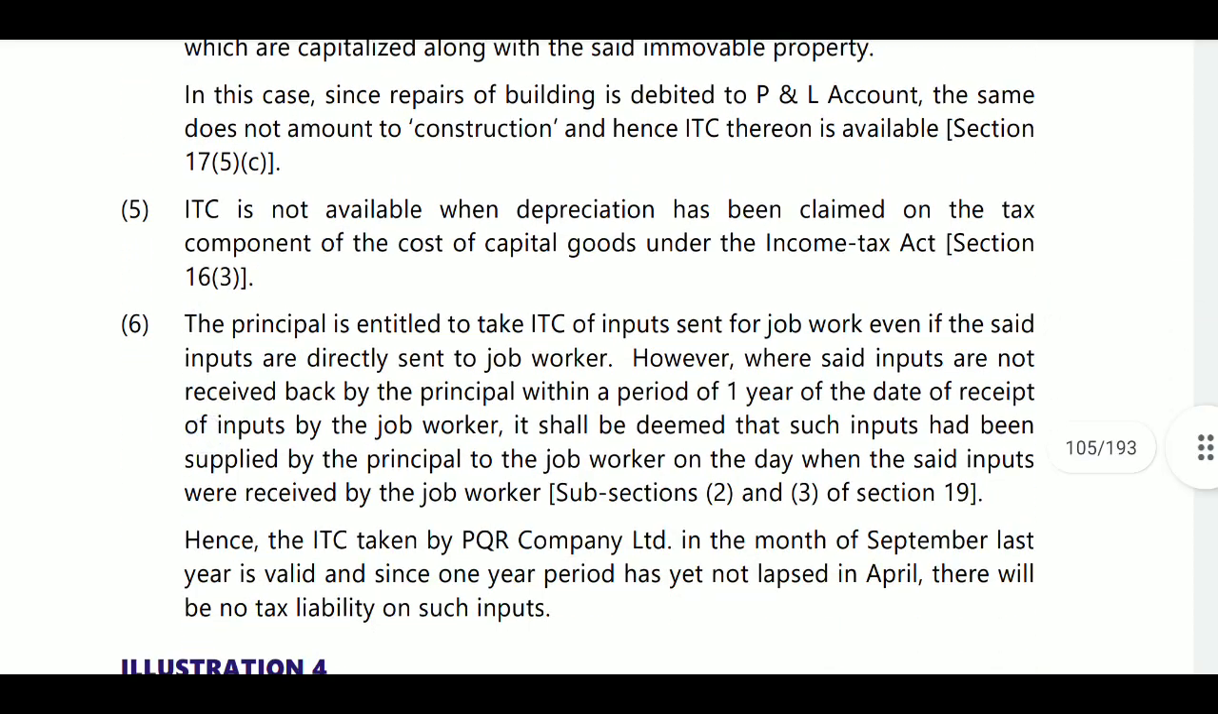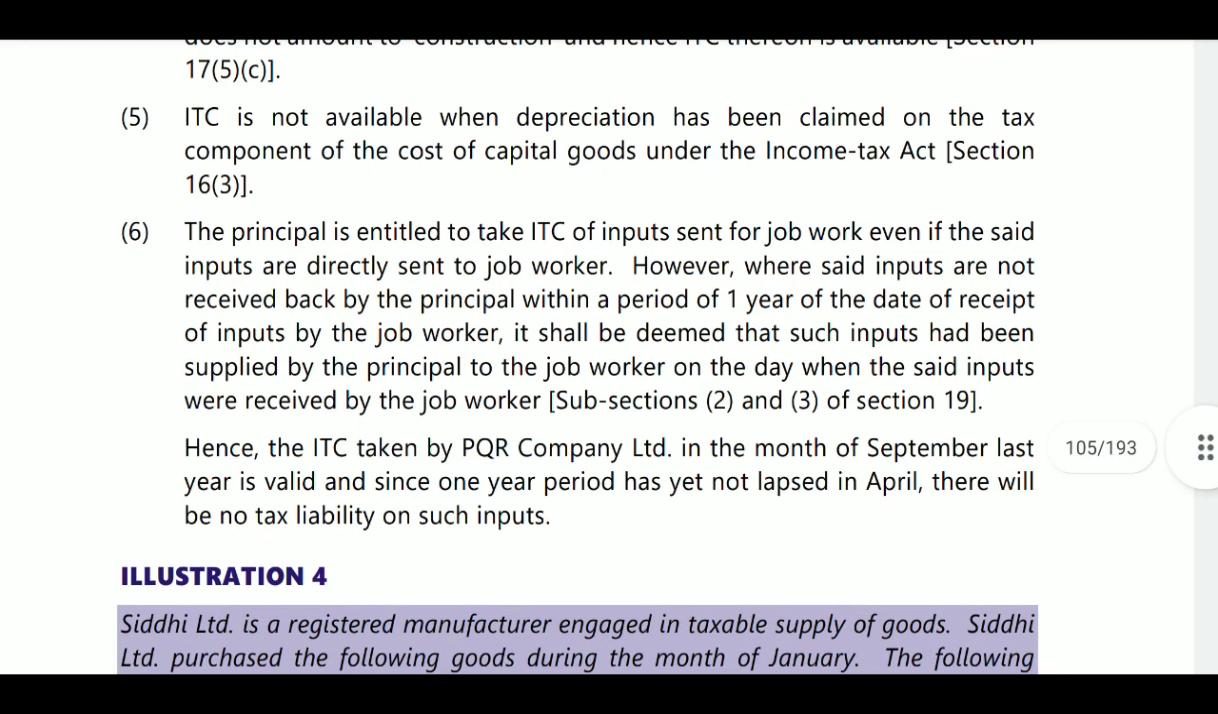Next, ITC is not available when depreciation has been claimed on the tax component of the cost of capital goods under the Income Tax Act, section 16(3). Next, the principal is entitled to take ITC on inputs sent for job work even if the said inputs are directly sent to the job worker. So the principal is eligible for claiming that ITC. However, where the said inputs are not received back by the principal within a period of 1 year from the date of receipt of inputs by the job worker, it shall be deemed that such inputs have been supplied by the principal to the job worker on the day when the said inputs were received by the job worker.